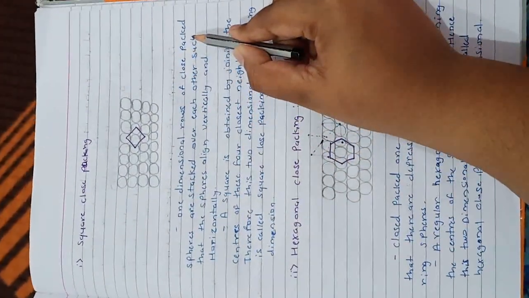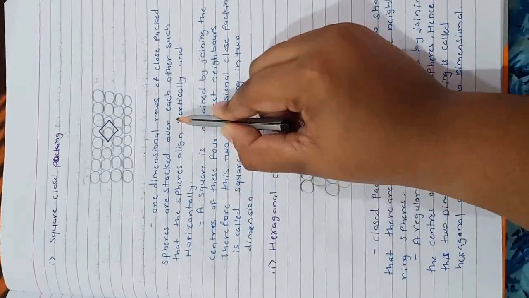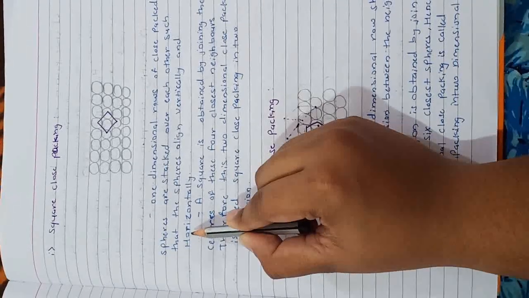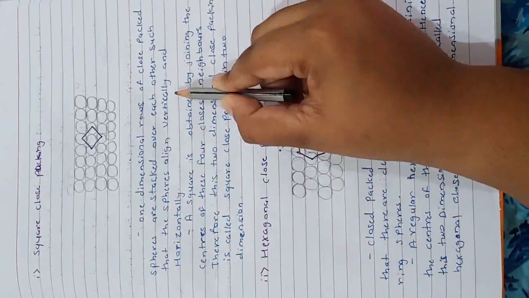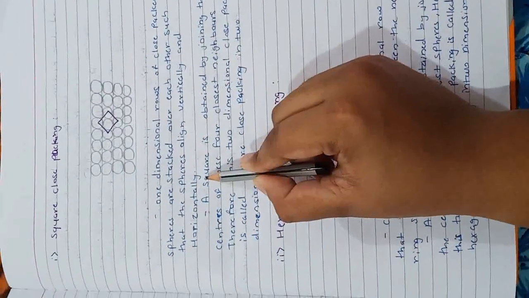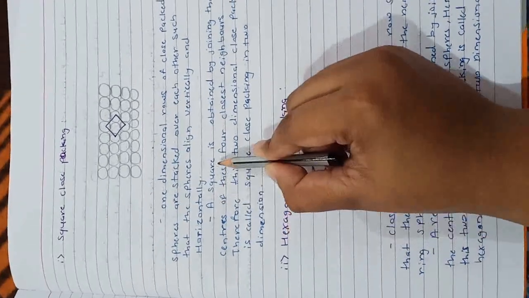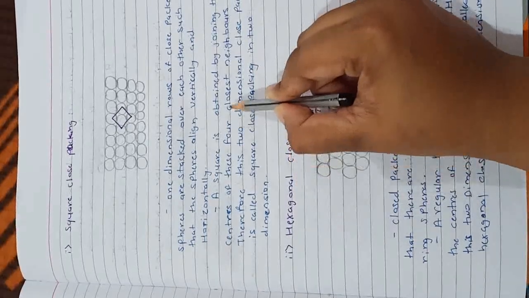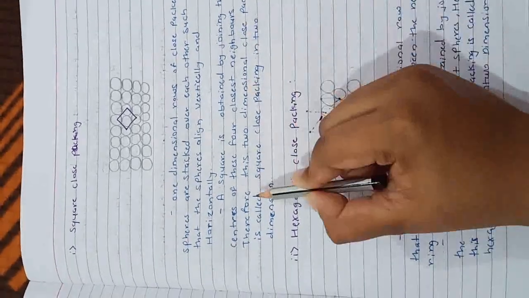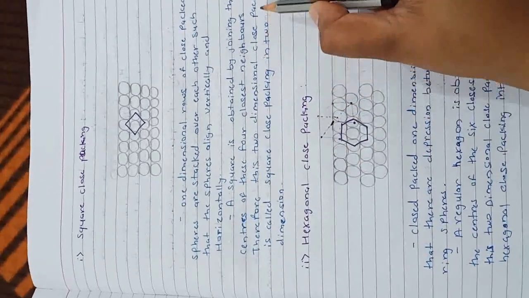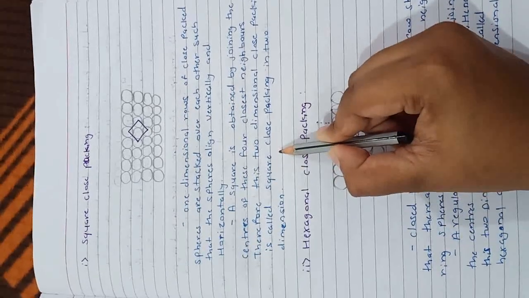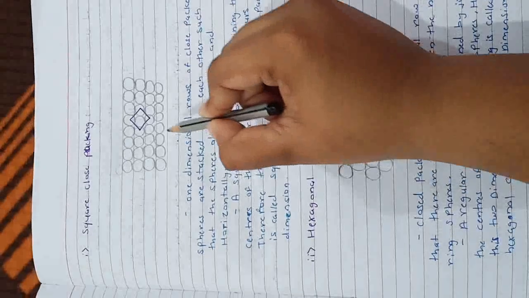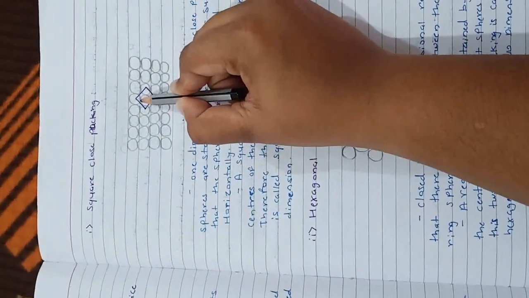One-dimensional rows of close packed spheres are stacked over each other such that the spheres align vertically and horizontally. A square is obtained by joining the centers of these 4 closest neighbors. Therefore, this 2-dimensional close packing is called square close packing in 2 dimensions. Now we will see it in the figure.